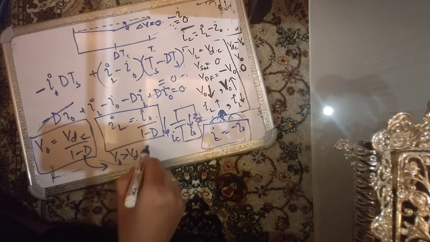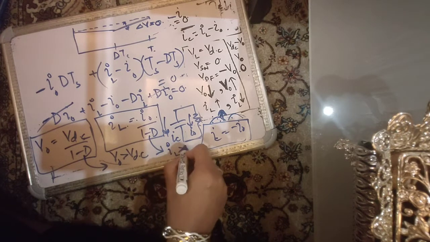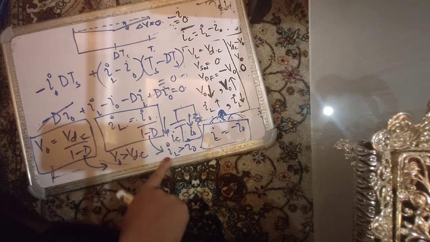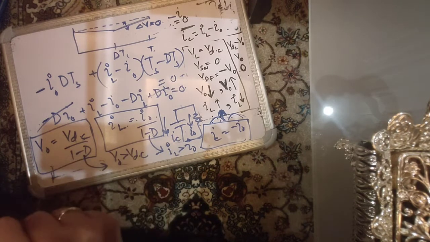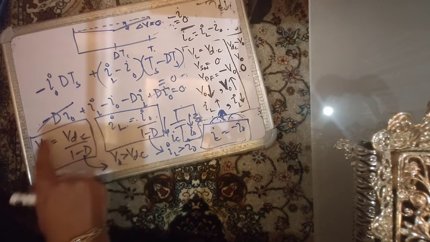The same thing interpreted in terms of the currents is that IL is greater than I naught, which I have also explained to you earlier using power balance: if the voltage is boosted at the output, then the input current IL is going to be boosted. So that's how power balance is maintained. This was about the mathematical relationship of voltages and currents, which are satisfied by current-second balance and voltage-second balance.